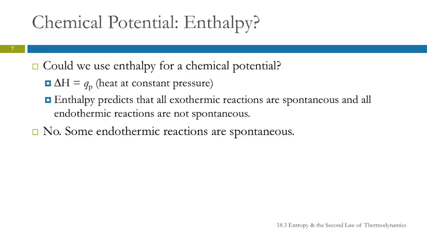So could we use enthalpy for a chemical potential? If you remember from Chem 1A, the change in enthalpy for a chemical process is equal to the heat exchanged with the surroundings at constant pressure. So we've become familiar with, if delta H is negative, then it's releasing energy. If delta H is positive, it's absorbing energy. The surroundings are going to get cold.